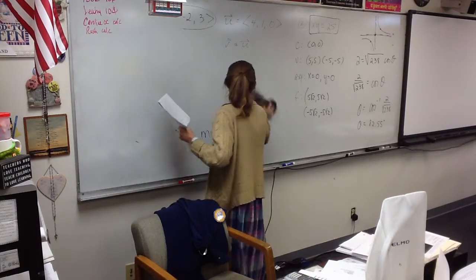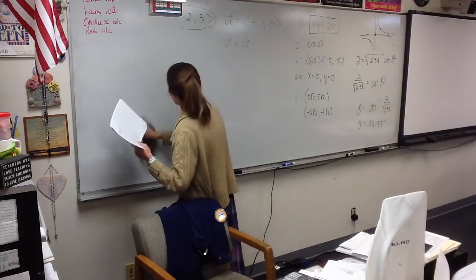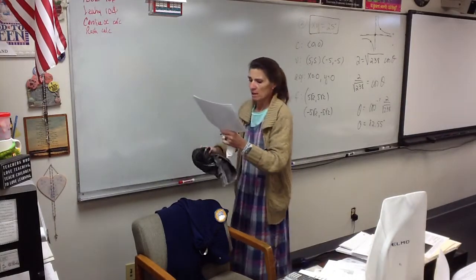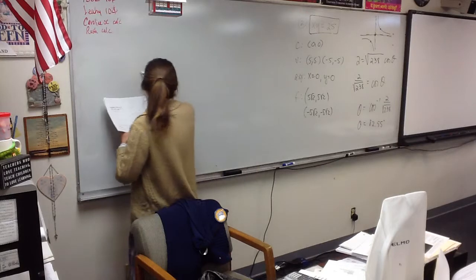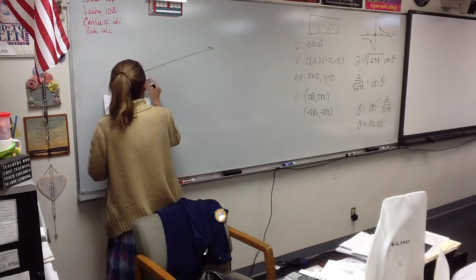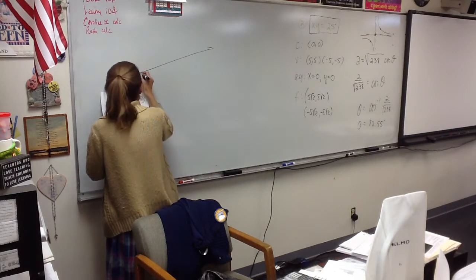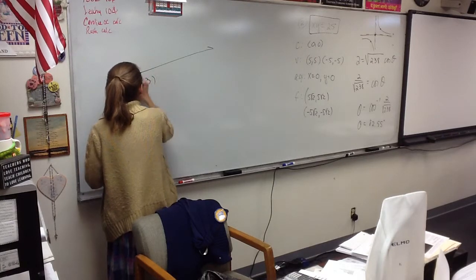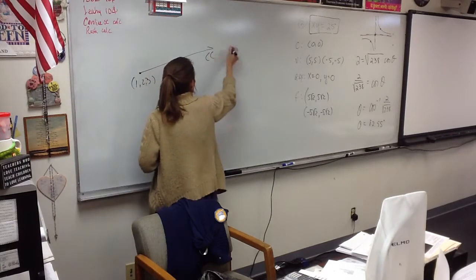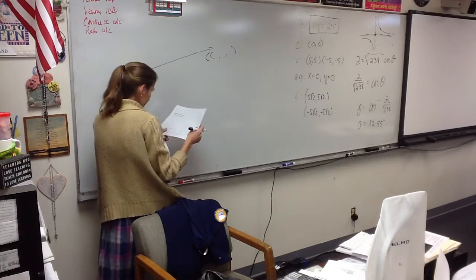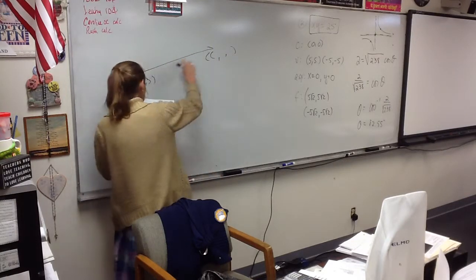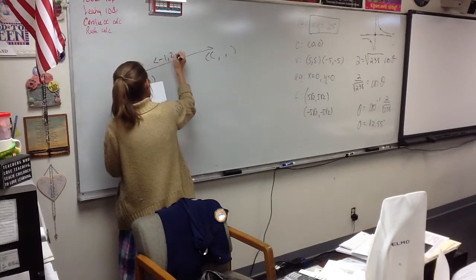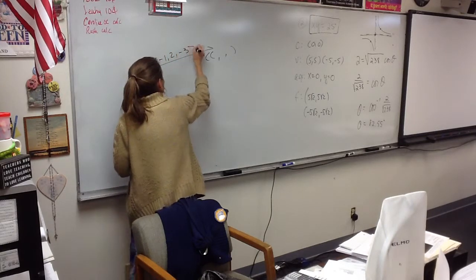Find C so that AC equals V. Okay, so I have point A, which is 1, 2, 3. Point C, I have no idea. I need to figure that out. But I know that I want this vector to move the same as V does.